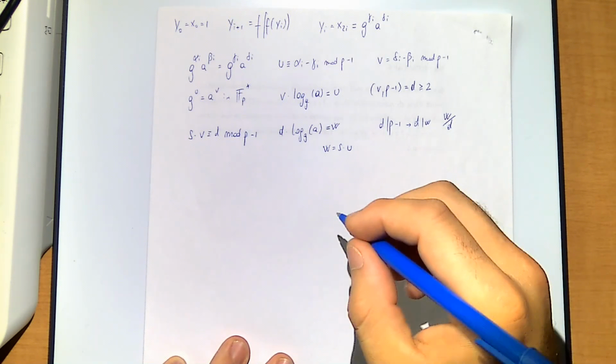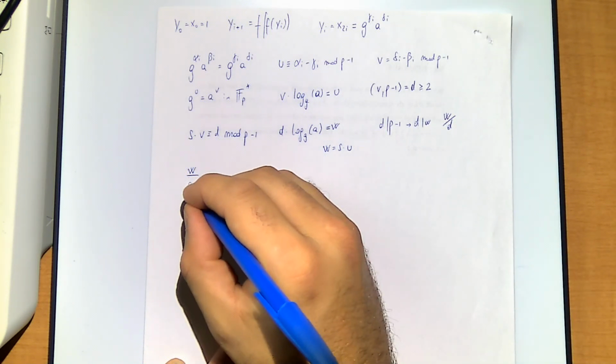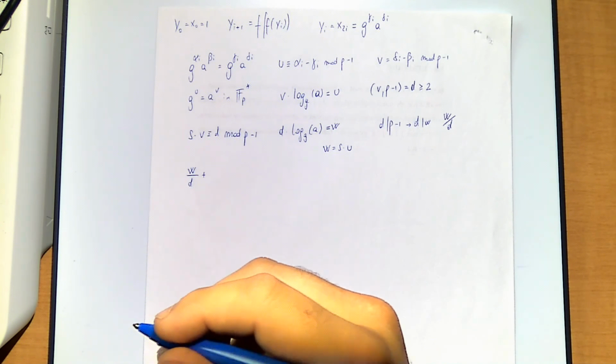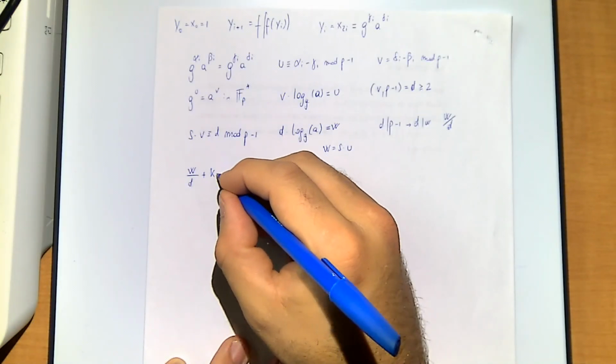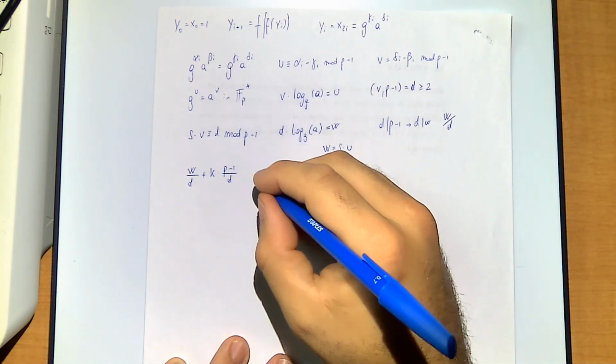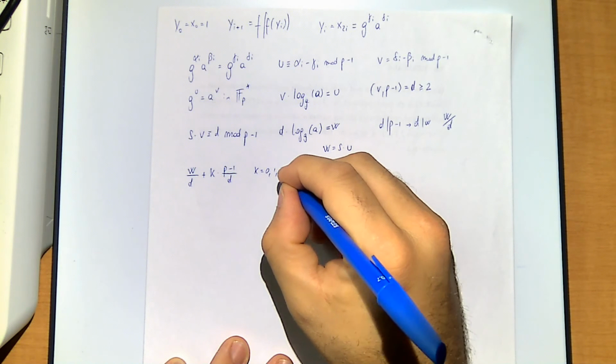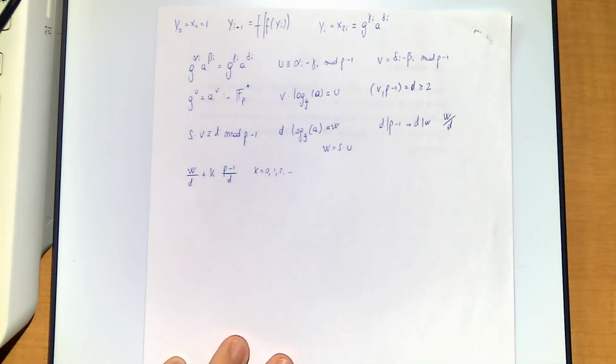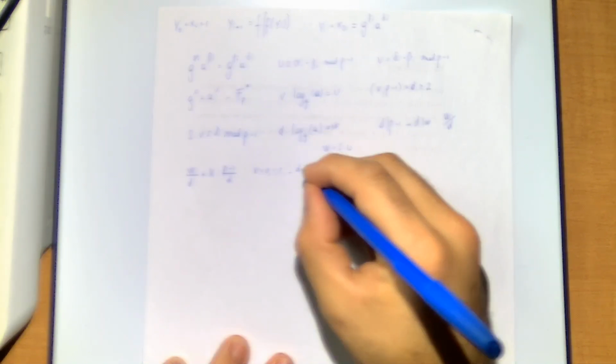Now, because d is not one, I could have more than one solution. The solutions are of the form w over d plus multiples. Remember, I'm working modulo p minus 1, so it could be something like k times p minus 1 over d for a bunch of k's. One of those is going to be the solution that I'm looking for, but this set is not too big. It's up to d minus 1.